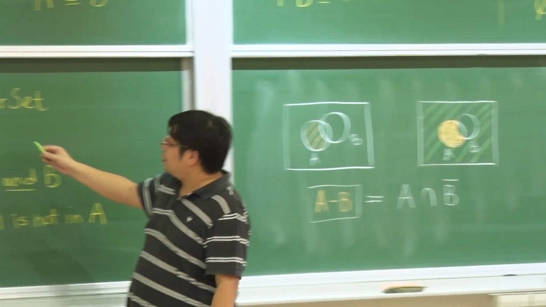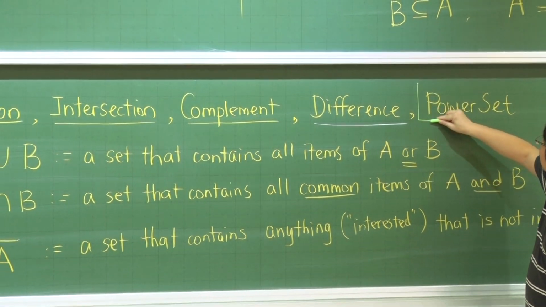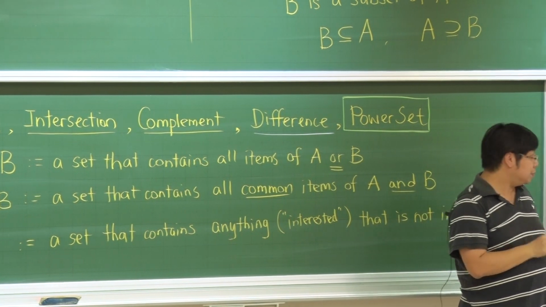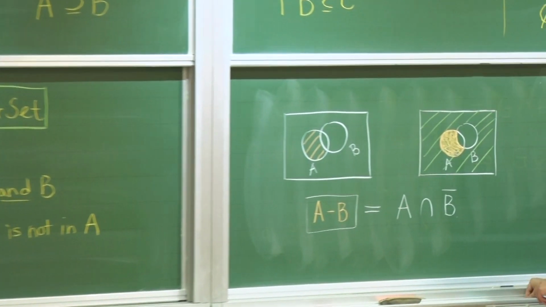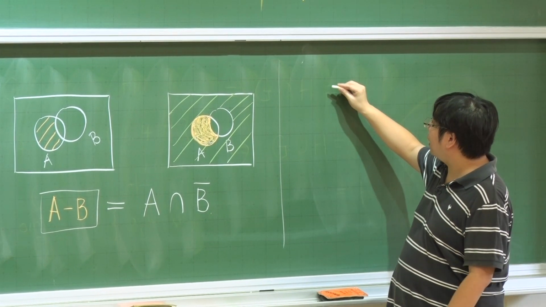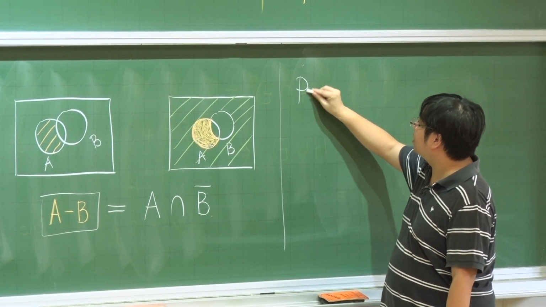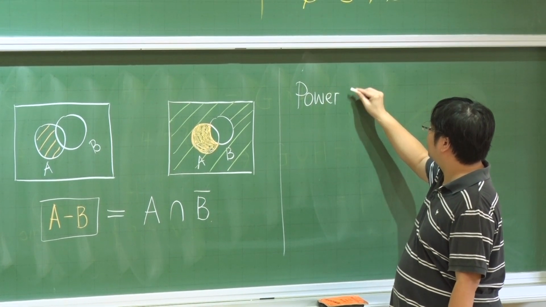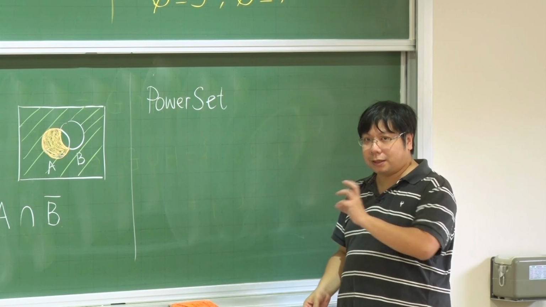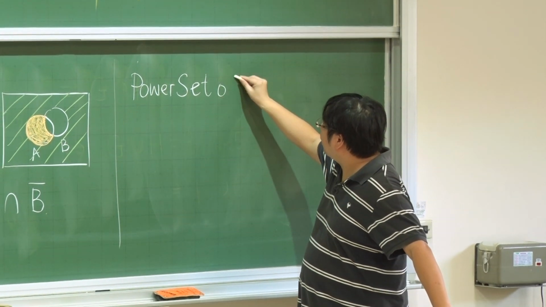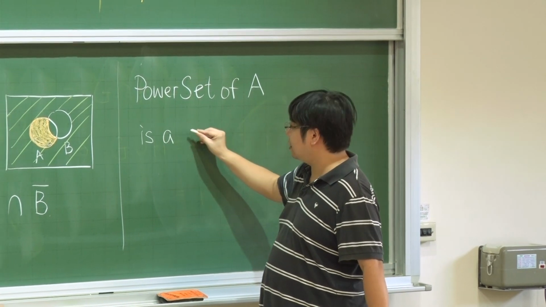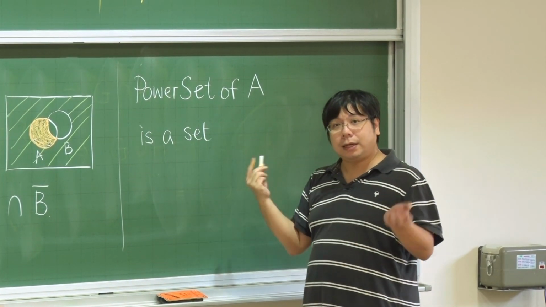And now, the last concept here, the power set. Power set is something perhaps new to you. So the power set of A. So you have an A. So I write down the power set. Power set is difficult to represent using a Venn diagram. It is another concept. The power set of A is a set. So it is still a set.